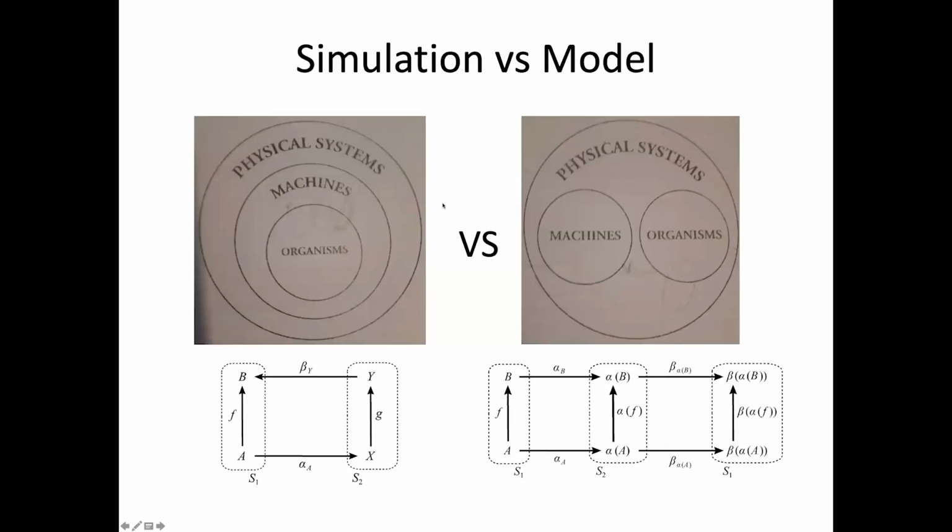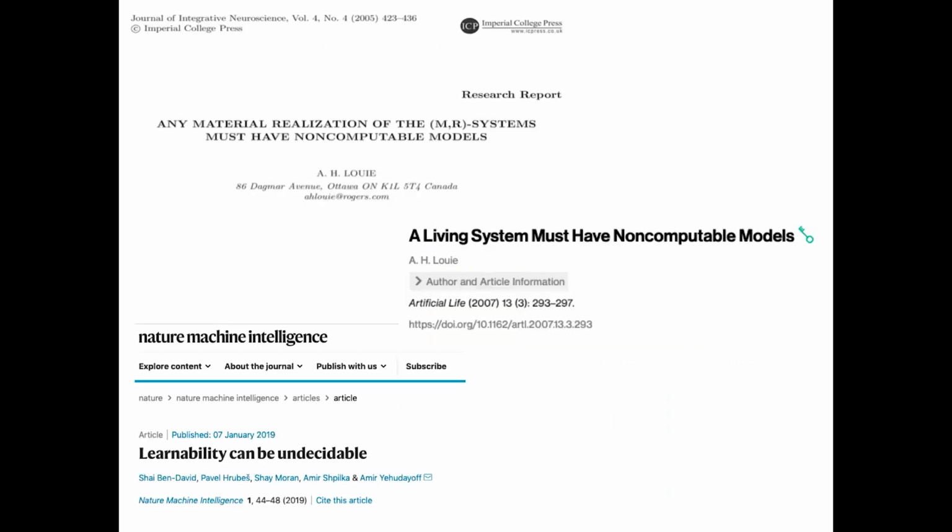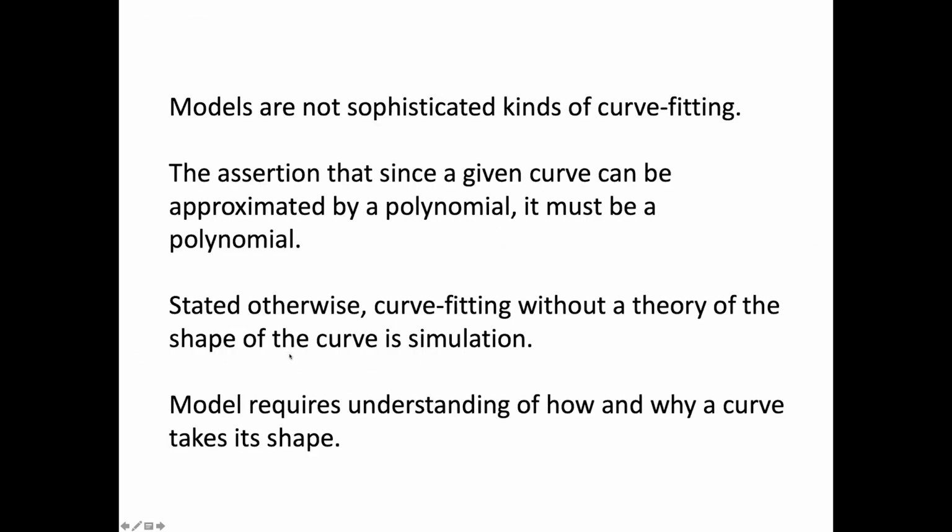And then we have the situation where simulation is not a model. I am not going to enter into mathematical details, but you can write to me to get a bibliography. Based on this, there are different publications showing that a material realization of Rosen's model, and a living system, would have no computable models. Or, more recently, that systems that produce themselves can be undecidable under machine learning experiments. So models are not a sophisticated kind of curve fitting.